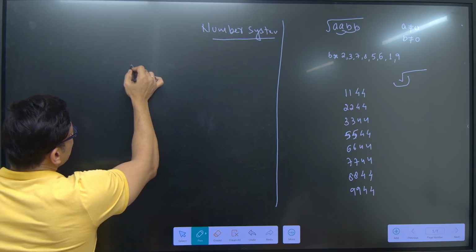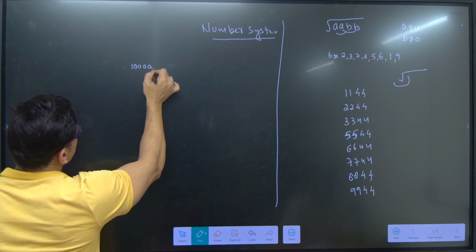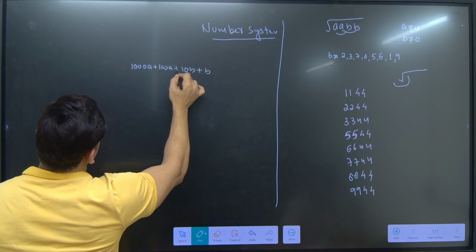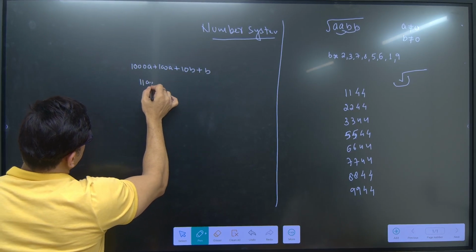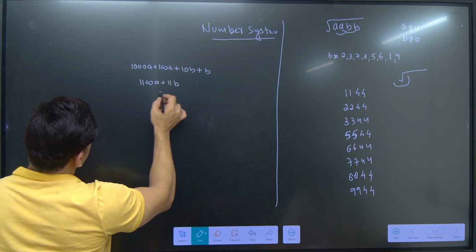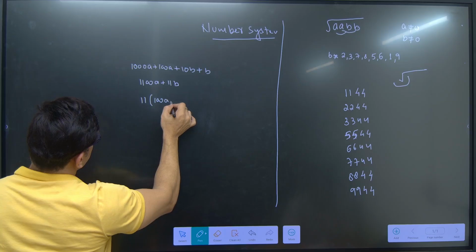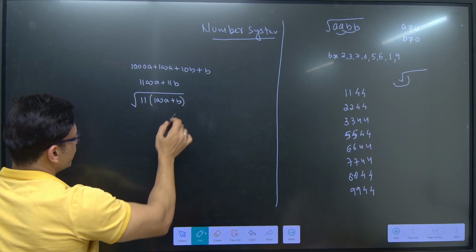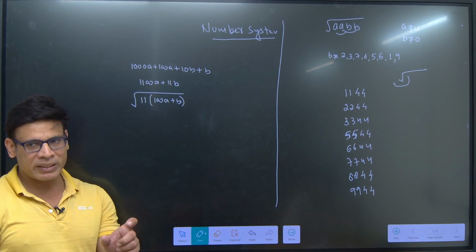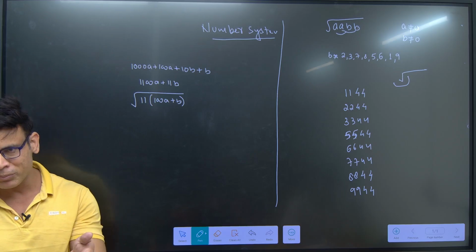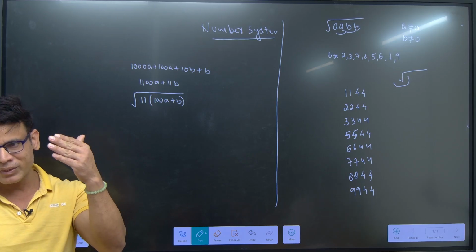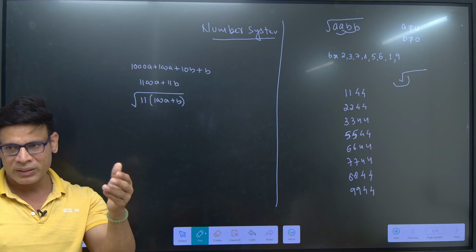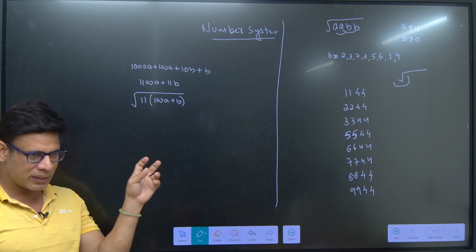Can I write this number as 1000a plus 100a plus 10b plus b? Can we write this as 1100a plus 11b? Can I write this as 11 times (100a plus b)? And this whole number is a perfect square, right? I'm just breaking AABB. AABB is a 4-digit number. So using place value, 1000 times a, 100 times a, 10 times b, 1 times b. You know how to expand using place value.